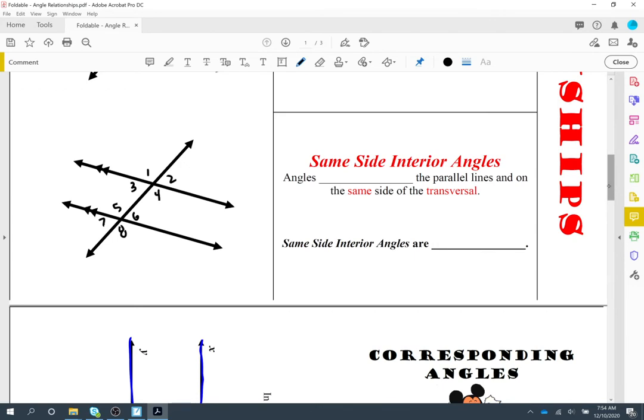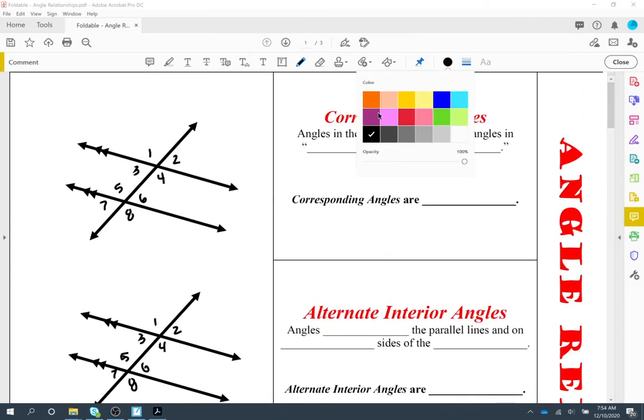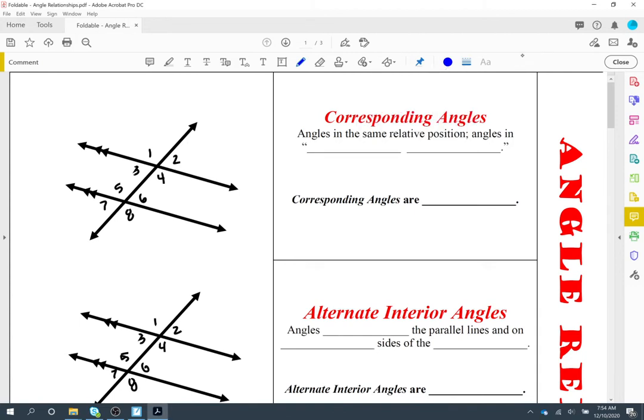Okay, now going back up to corresponding angles. Corresponding angles are angles in the same relative position. I know this is redundant, it should really say corresponding positions, but I'm going to put matching positions. Now, what I mean by matching positions, if you have a colored pencil, get a colored pencil.